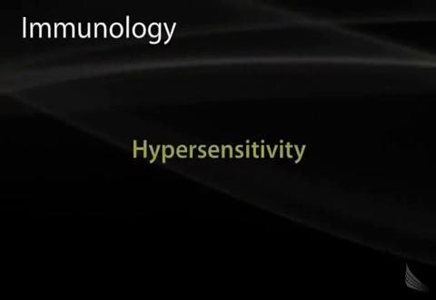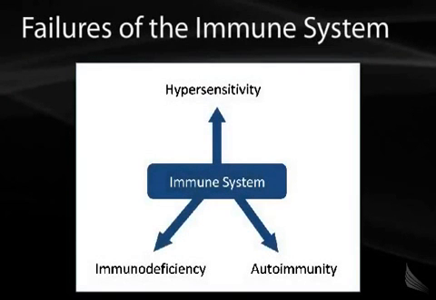In this section of the lecture, we will cover hypersensitivity. So hypersensitivity could be characterized as one of the three failures of the immune system. It's not really correct to think of hypersensitivity in terms of a failure. It's more correct and might be easier on your studying if you think of hypersensitivity as an inappropriate response.